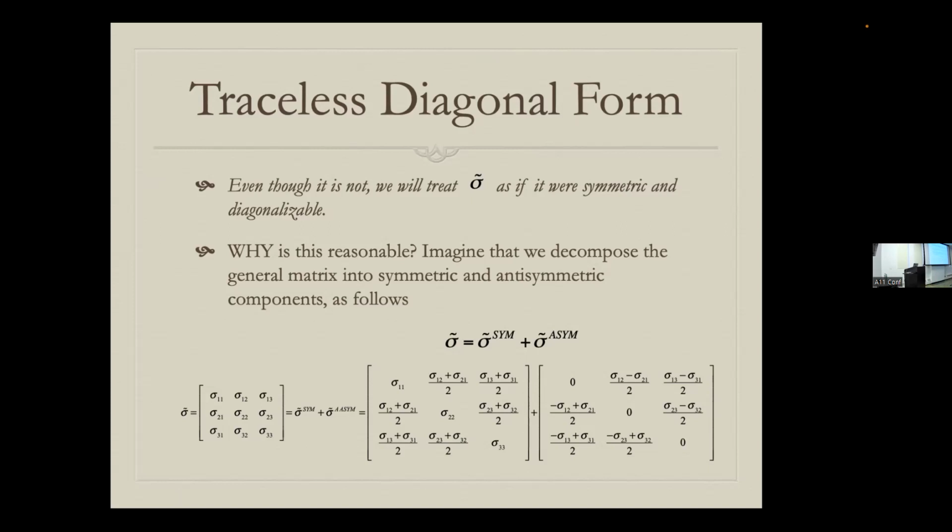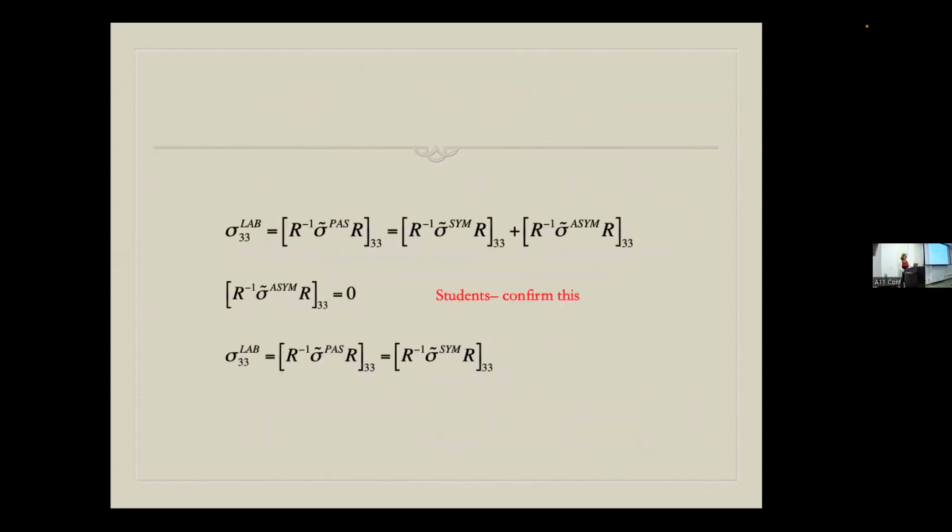Now, why is this useful, that I took it apart, symmetric versus antisymmetric? It's for this reason. If we know we only want the 3,3 element, that means if I need to rotate from the principal axis system to the laboratory frame, I need to apply R twice in this sandwich, like I've shown, and then pull the 3,3 element.